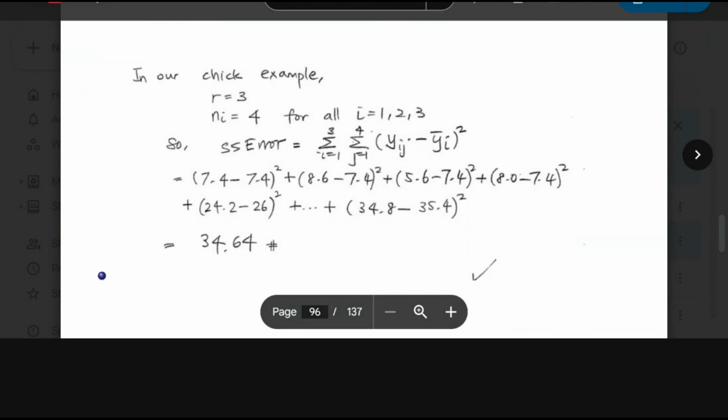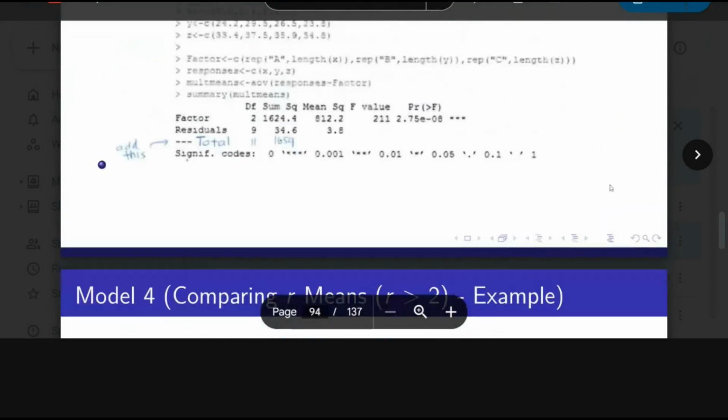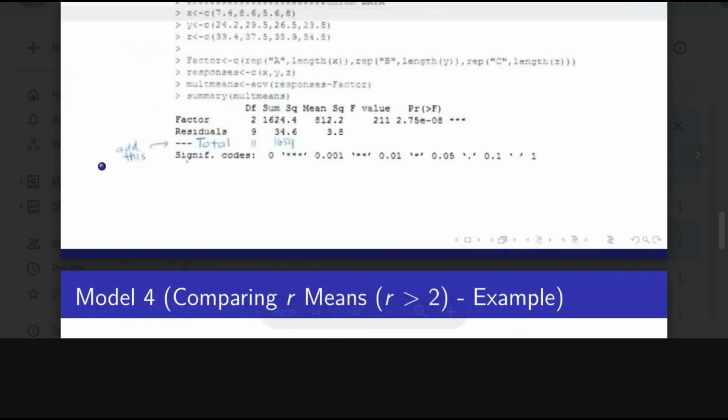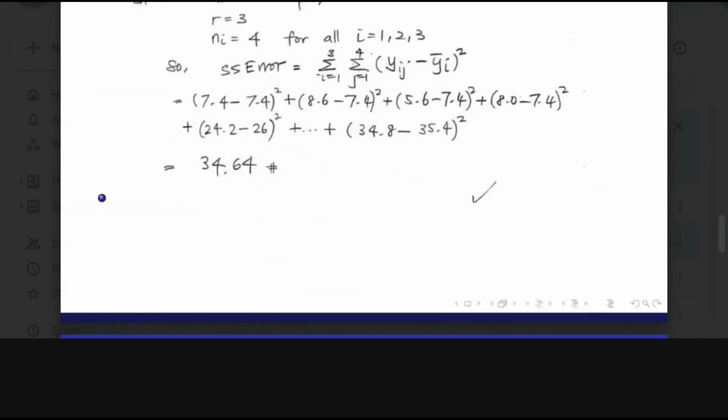The mechanics of it. This is chicken number 2 in group 1. These are all group 1. Then you move on to chicken number 2 in group 2. That's your 34.64, and you will see that that 34.64 is what you have in your table here, 34.6. All right. So that's what's going on.